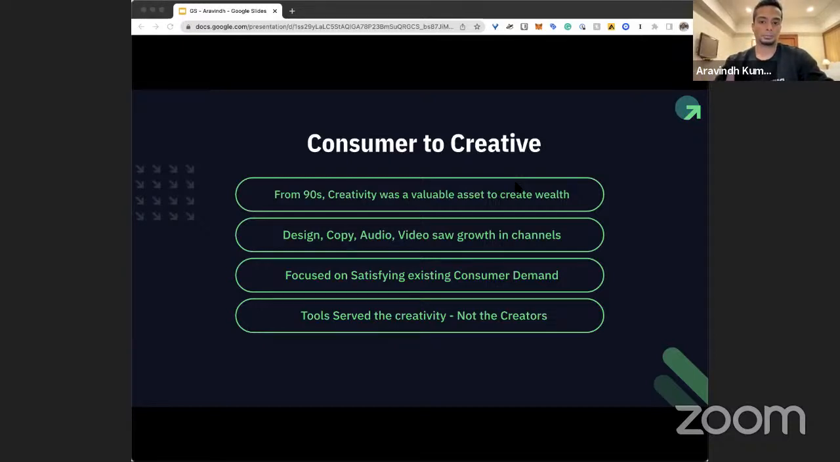And then we had the discovery of design, writing, audio, video content, etc., that could directly be monetized and generate revenue for businesses. However, this also still served the creativity and not the creators themselves, because the tools only served you to make better creative content and not so much to help you reach more people or monetize it better or even own your audience. So it still served the creativity itself and not the people behind this creativity.